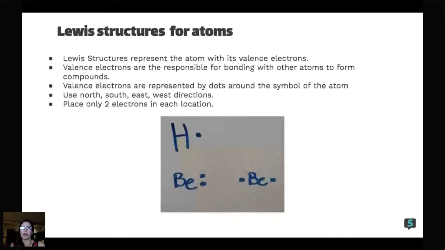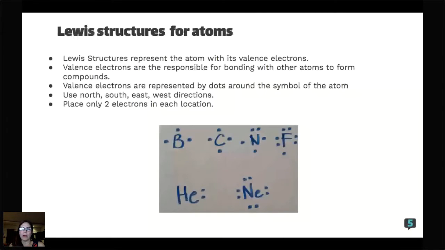And here we have other examples for boron, carbon, nitrogen, fluorine, helium, and neon. And notice how in carbon, I decided to place them in the north, south, east, and west locations. And this is easier; later it will help us for bonding. In nitrogen, I started pairing up and so on.